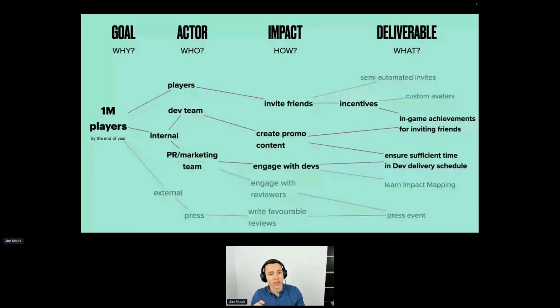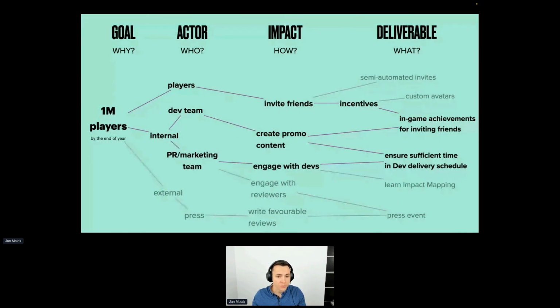Now, another interesting aspect of impact maps is that they can highlight the dependencies between the actors. For example, creating in-game promotional content of in-game achievements for inviting friends requires the development team to reduce the amount of time they spend building the core product. And you see, managing conflicting priorities is one of the main challenges of software delivery. So being able to correlate them with the measurable impacts they strive to achieve, the actors they want to influence, and the business goals they try to accomplish can help us to understand their relative value and therefore prioritize more effectively.